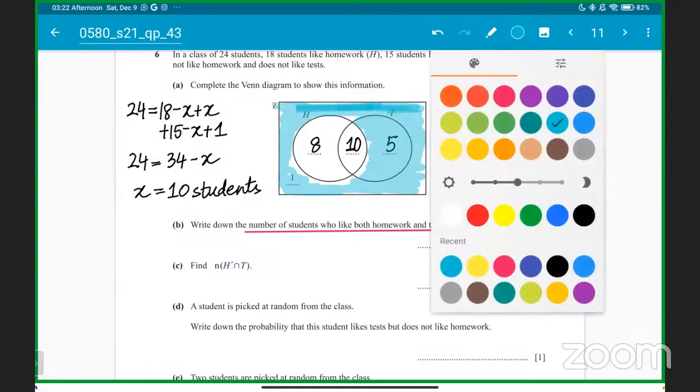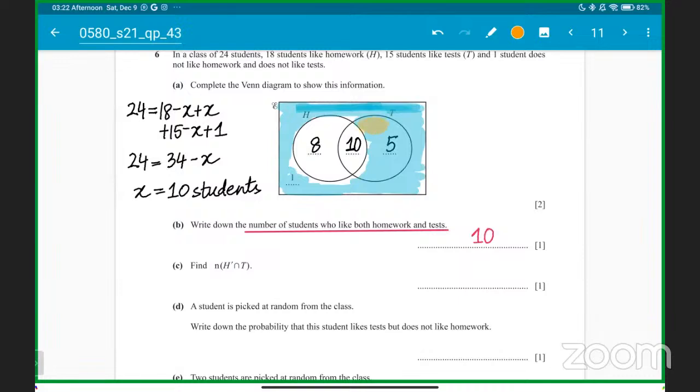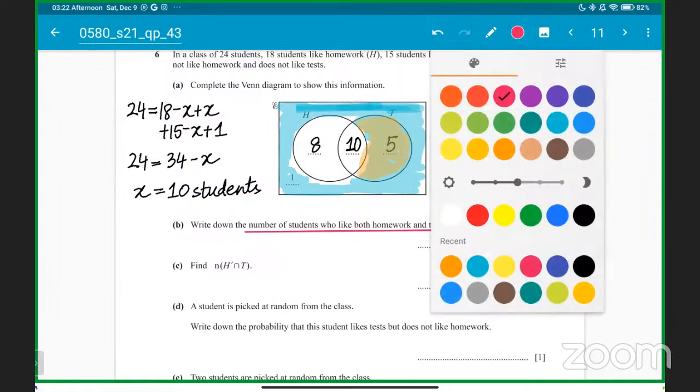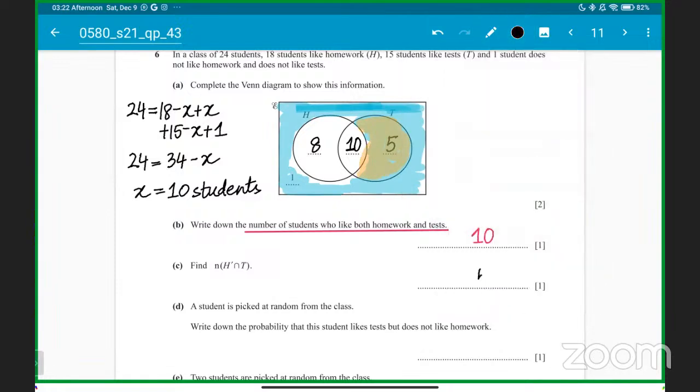And they're asking you to intersect it with T. So what is the intersection part? With T, the intersection is only this part, right? So what is the answer for the number of elements? H' intersection T is 5, that is the answer.